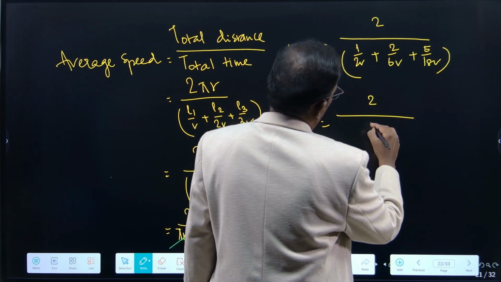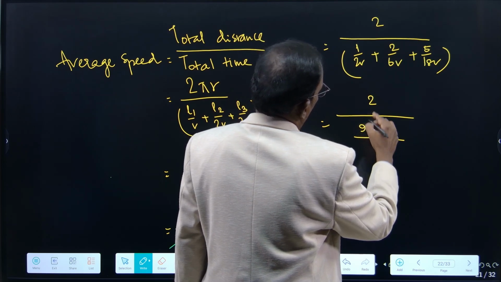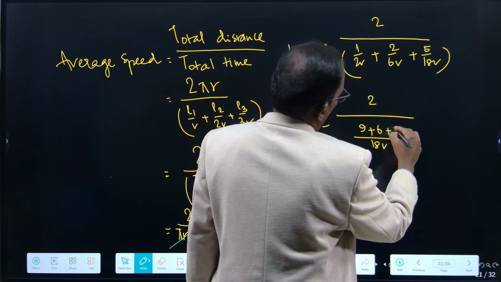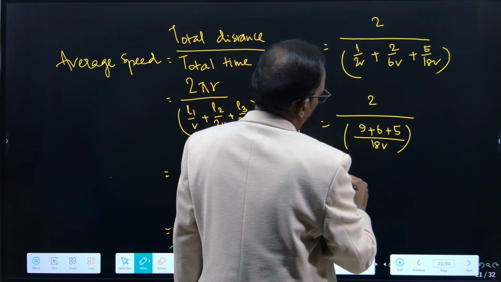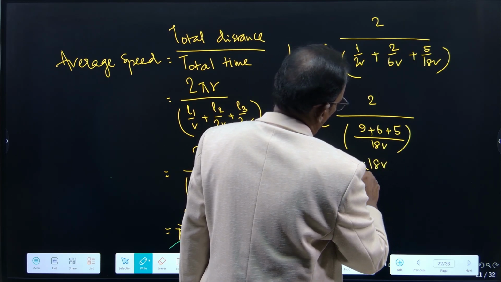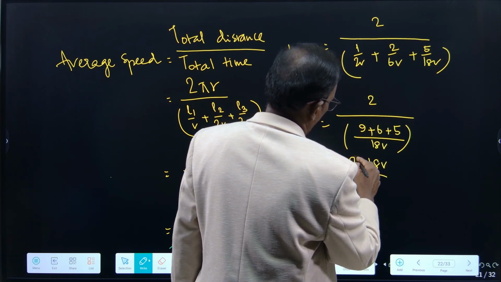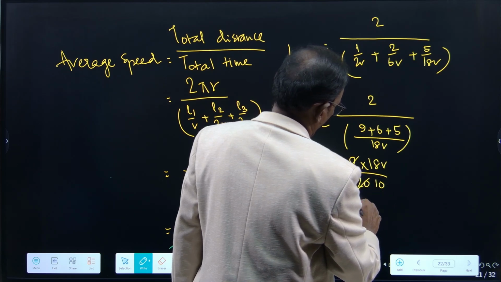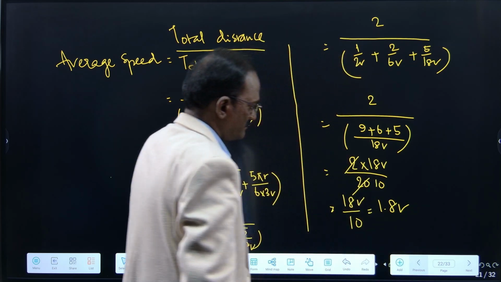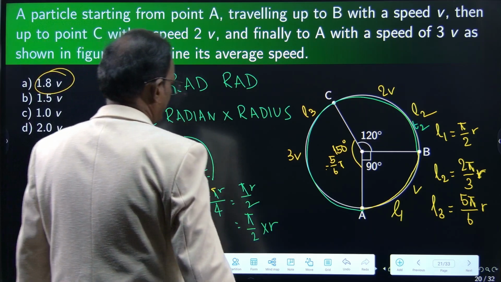Two divided by 18v, it is 9 plus 3 times, then 3 into 2, 6 plus 5. 2 into 18v divided by 9 plus 6 plus 5, 20. So the 2 is removed, 10. 18v divided by 10 is equal to 1.8v. Average speed is 1.8v, 1.5, yes, option A.